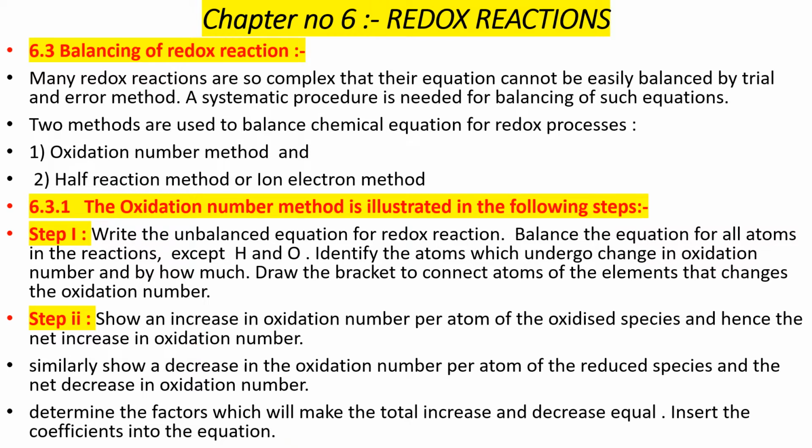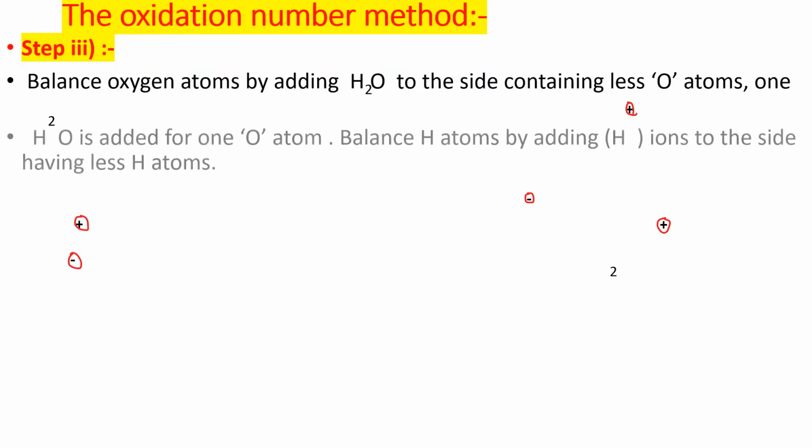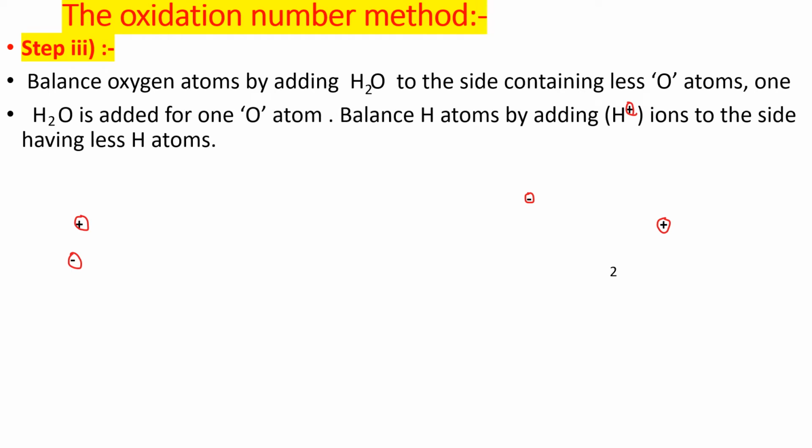Next, step number 3. In step number 3, you have to simply balance the oxygen atoms by adding H2O molecules to the side where the oxygen atoms are less. Simple: one oxygen atom is equal to one H2O molecule that you have to add. Then after this, you have to balance the hydrogen atoms by adding H plus ions to the side where the hydrogen atoms are less.